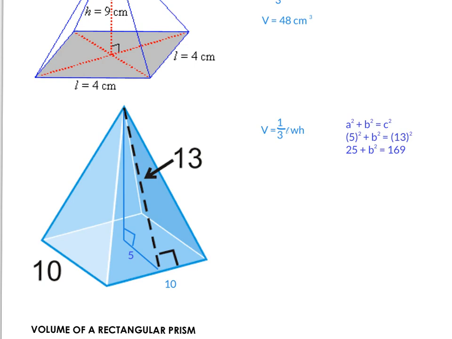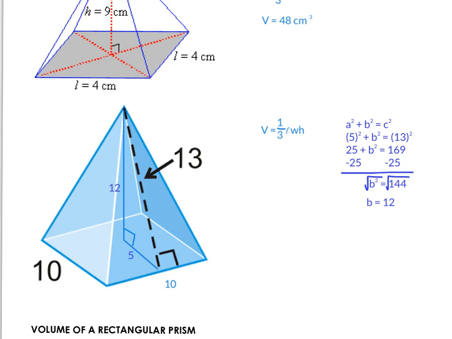The next step to get our B by itself is to subtract 25 from both sides of the equal sign to stay equal. And then when I do that, I get B squared equals 144. So now to get B by itself, we're going to take the square root of each side. And when I take the square root of 144, that is actually a perfect square, so I will get 12 as an answer. So that means that over in my picture, I'm going to put a 12 on the height.